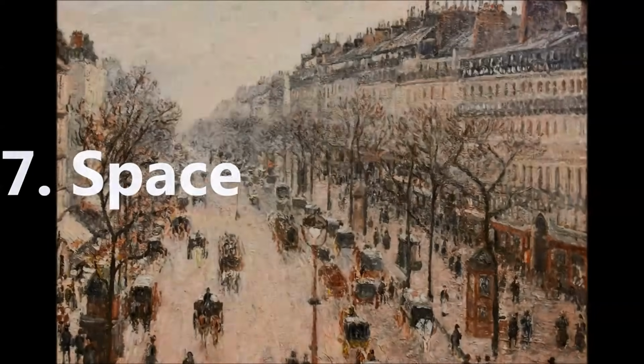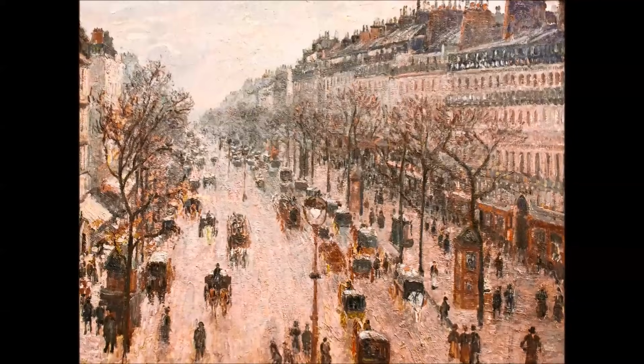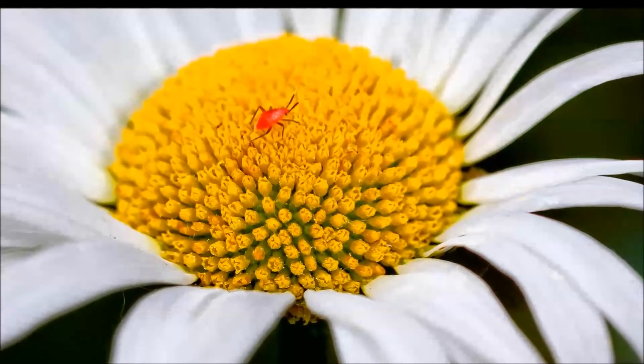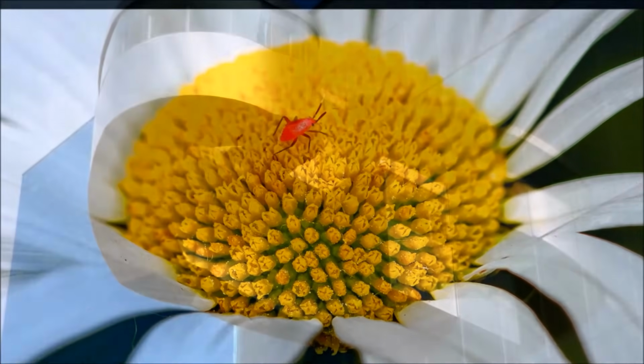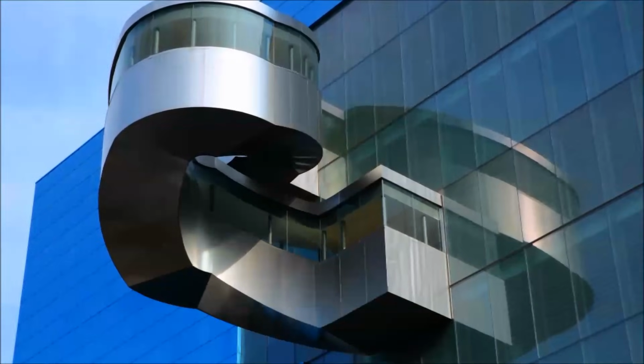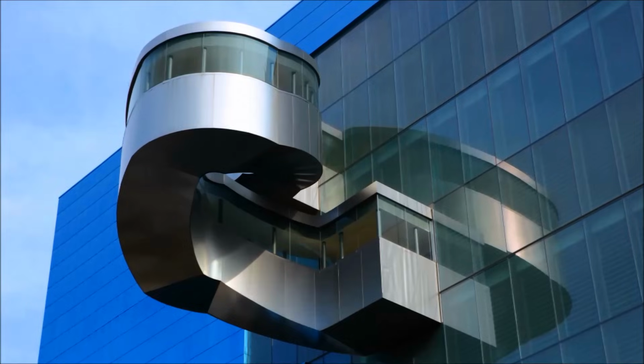Space is the creation of visual perspective. Perspective visually represents a volume of space or a three-dimensional object on a flat surface. Space is the illusion of depth, the distance around, between, above, below, and within an object or group of objects.